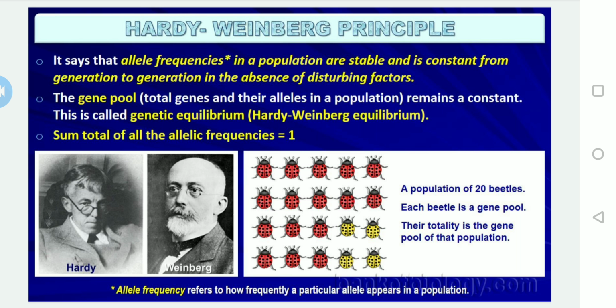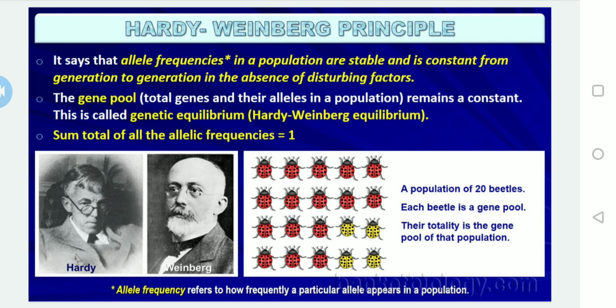The Hardy-Weinberg principle is also known as genetic equilibrium. This law was proposed in 1908 by G.H. Hardy, a British mathematician, and the German physicist E. Weinberg. The law attempts to establish a connection between evolution and gene frequencies. Since evolution depends on the change in frequency, they put forward the formula p plus q is equal to 1, or 100%, to calculate the gene frequency.